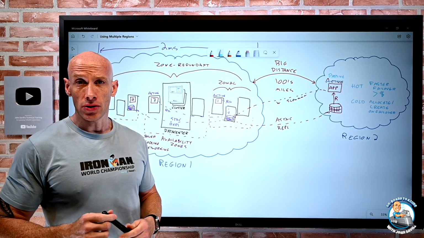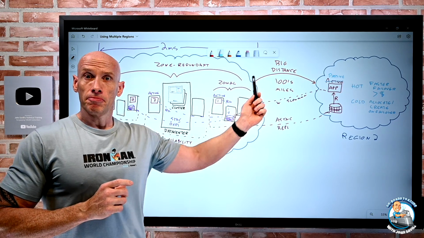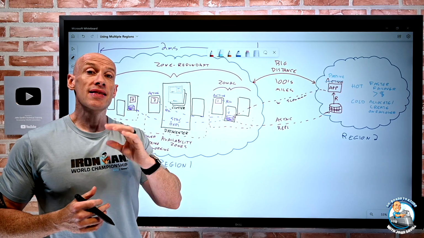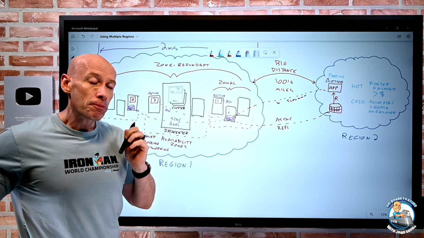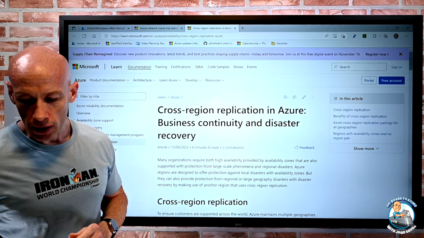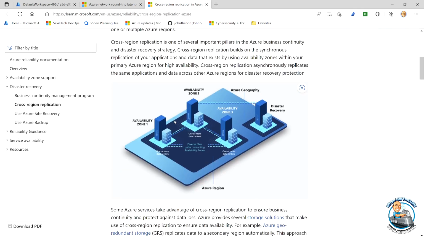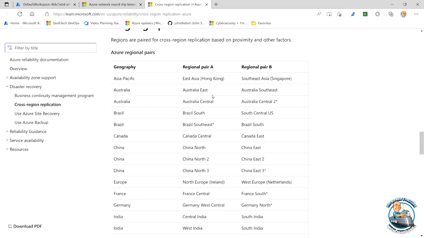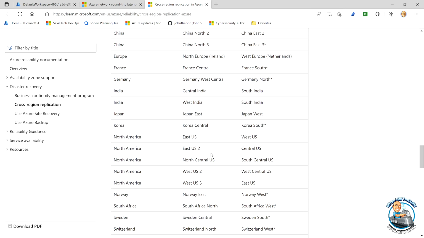Which other regions should I use? We know we want a big distance, because if I'm really thinking second region, I'm thinking second region because something could happen to this region. So I know I want a big distance. And Microsoft actually has some suggestions for us. If we go and look, they have natural pairings for most regions. So I can go and look at a region and there's a pair. So for every region, there is a pairing.